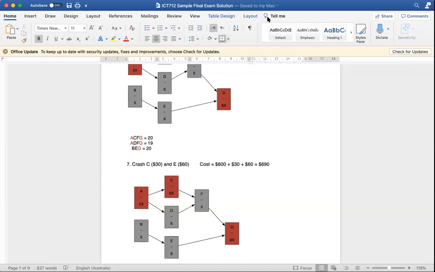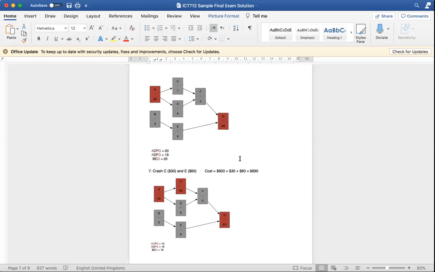Between B and E, sir? E. So E is going to cost me what? 60. 50 or 60? 60. And F is going to cost me what? 35. Okay. Plus 690. What is the cost going to be? 765. All right.